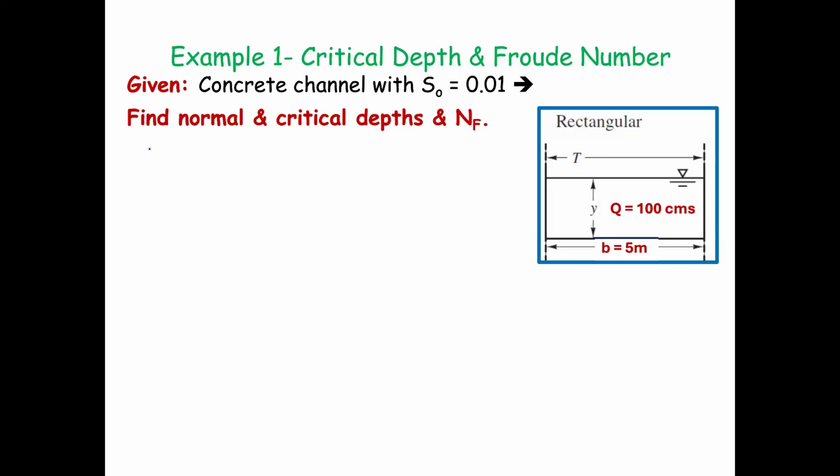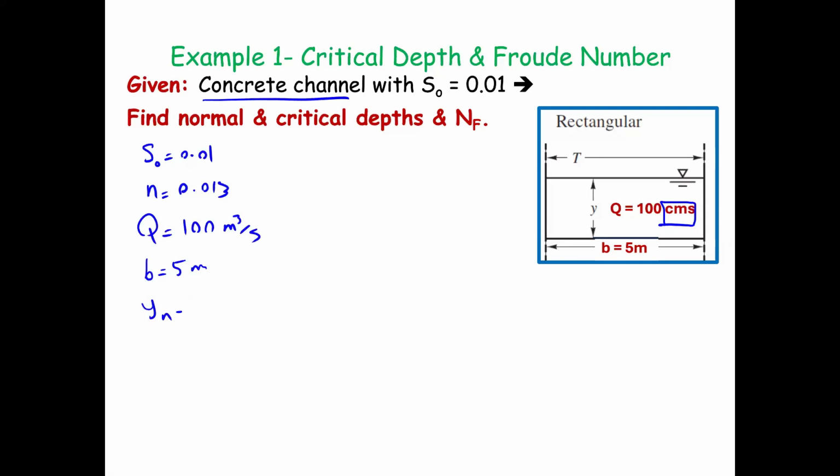Information that I have: channel slope S is 0.030, N is for the concrete channel, that's the number for concrete. Q, or flow or discharge, is in cubic meters per second. Don't panic, CMS means cubic meter per second. B is 5 meters. It asks what is YN, what is YC.